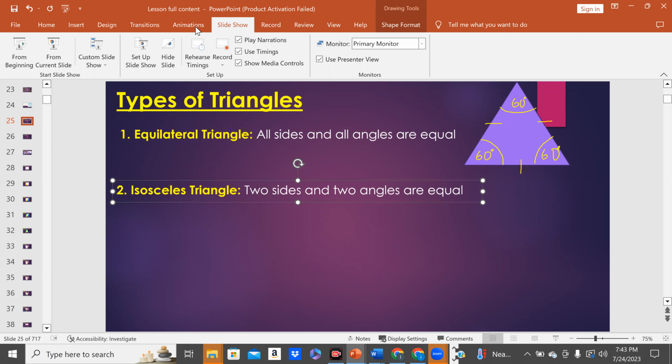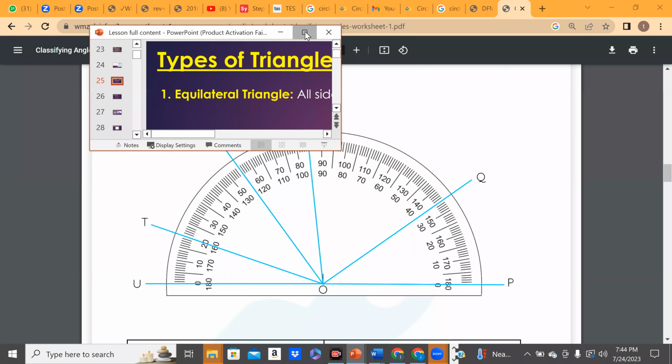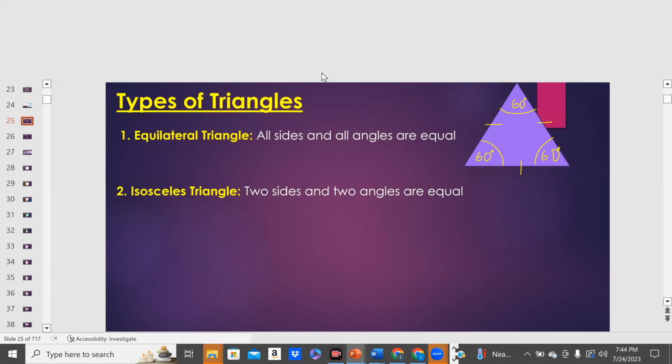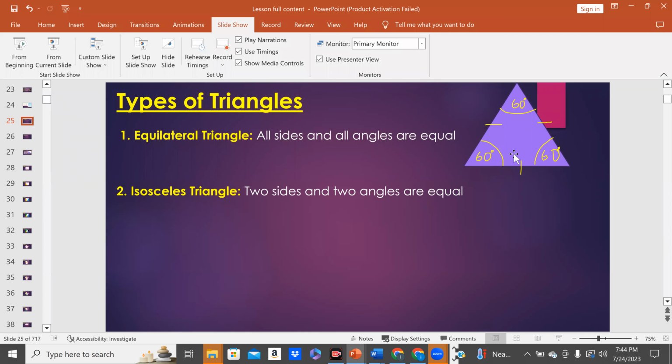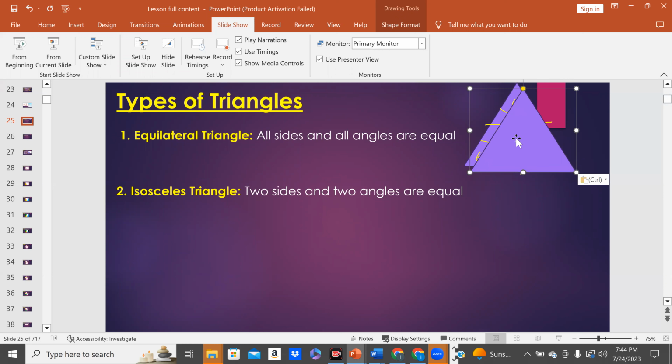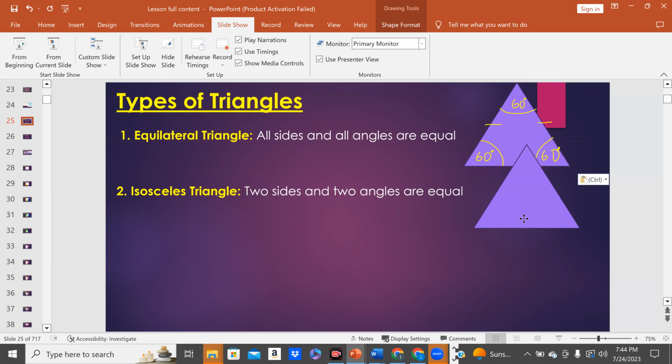Moment. Let me get this back to full size. So we're going to use the same triangle. Mr. Petit, could you pronounce that number 2 again? Isosceles. Isosceles triangle.